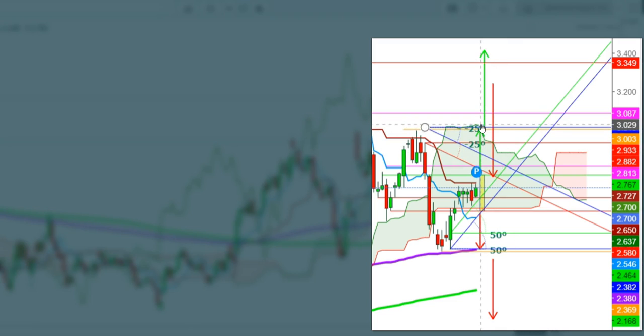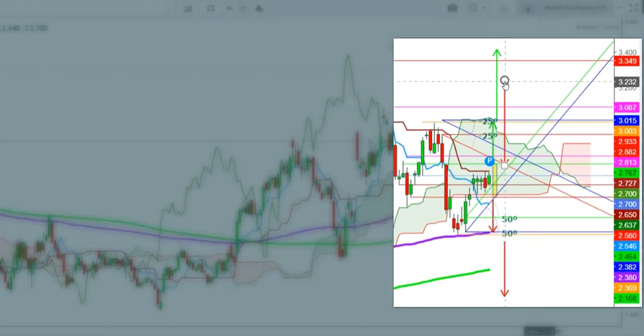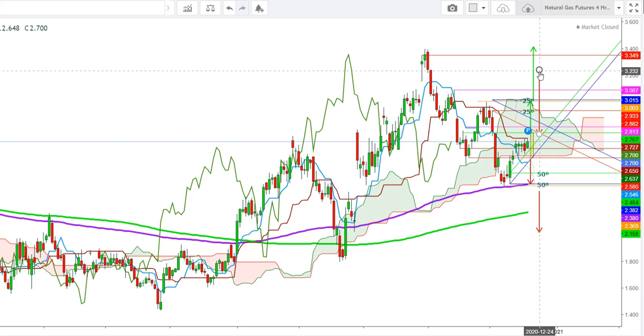Here I find that a sustained move above the levels of $3 could push the natural gas futures up to the levels of $3.4, from where we could see some sell-off, where a sharp downward move below the levels of $3.232 could push the natural gas futures back down to the levels of $2.7.